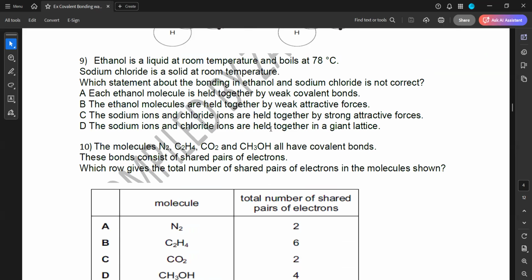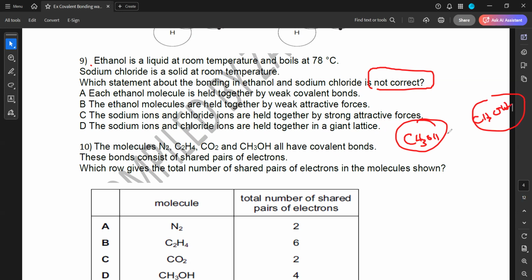For question 9, which statement is not correct? Each ethanol molecule is held together by weak. Like, this is the formula for ethanol. This is one ethanol molecule and this is another ethanol molecule. Between them there's a weak force, but we don't say this is a covalent bond between the molecules. Within the molecule there is a covalent bond, and covalent bonds are strong bonds. Between the molecules there is a force, but that is called weak van der Waals force.